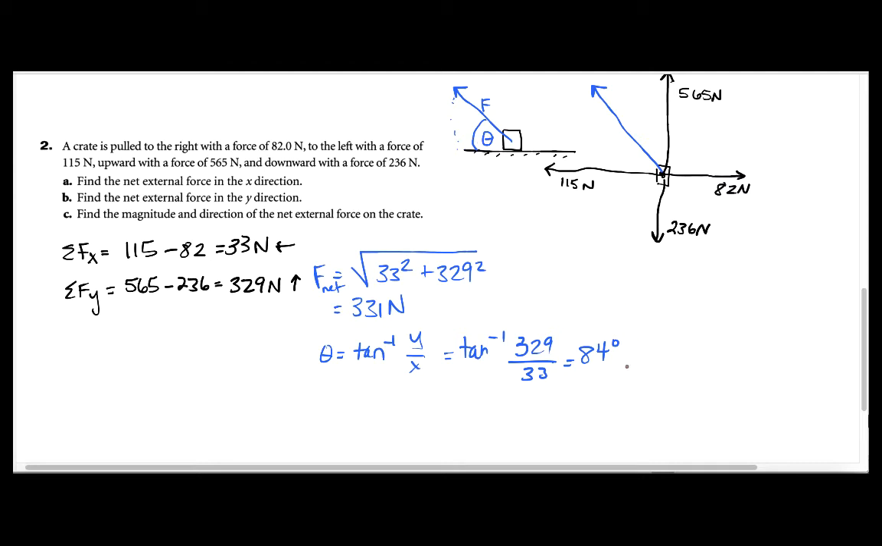It's this angle here, so that's above the horizontal. So our answer here would be that we have a net force of 331 newtons at an angle of 84 degrees above the horizontal. You could specify above the horizontal to the left if you wanted to.